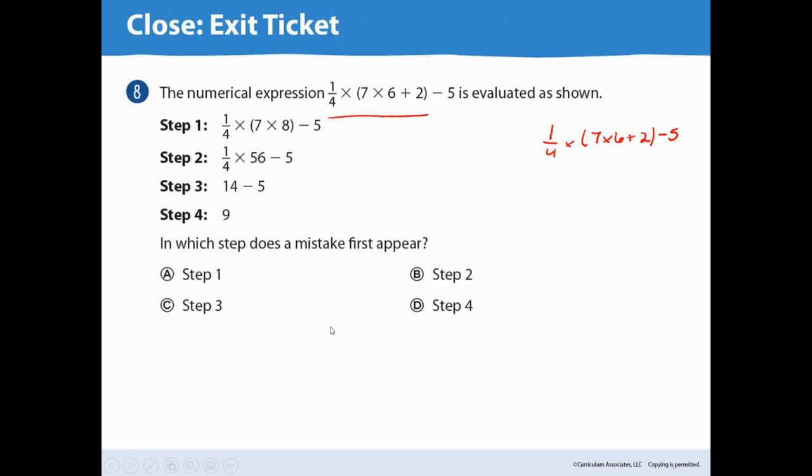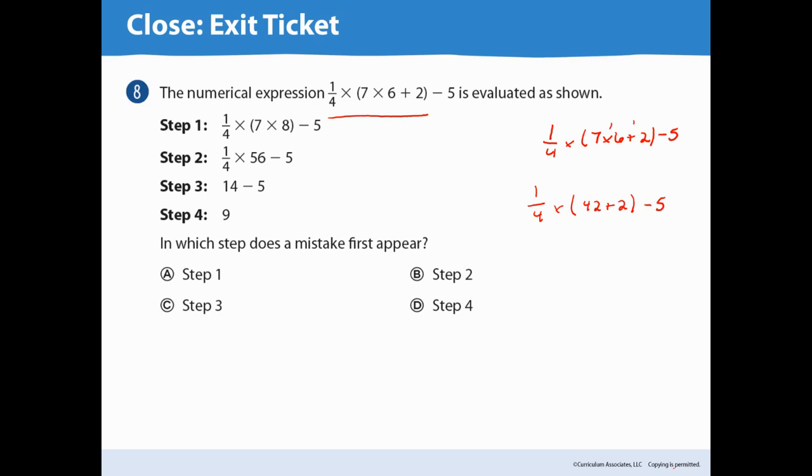All right, so let's go ahead and do this one. Next, 1/4 times, in parentheses, 7 times 6 plus 2 minus 5. So we are going to start in the parentheses because that's the top. But we have 2 steps in the parentheses. We have multiplication and we have addition. So we're going to start with that multiplication there. So 1/4 times, and I still have parentheses, 7 times 6 is 42 plus 2 minus 5.